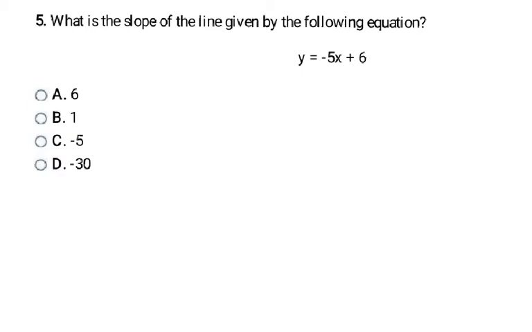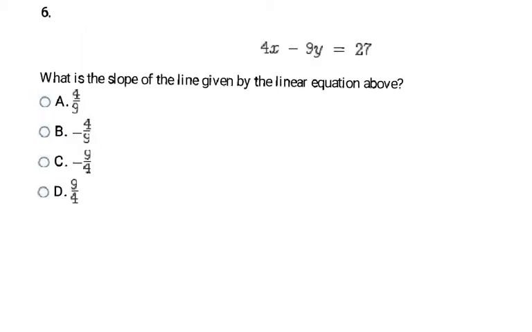So now we just have to look at the coefficient on the x term. The number in front of x is our slope number. So here that's negative 5. So that means C is our answer, negative 5. It's as simple as identifying the number in front of x once it's in that y-intercept form or y equals.